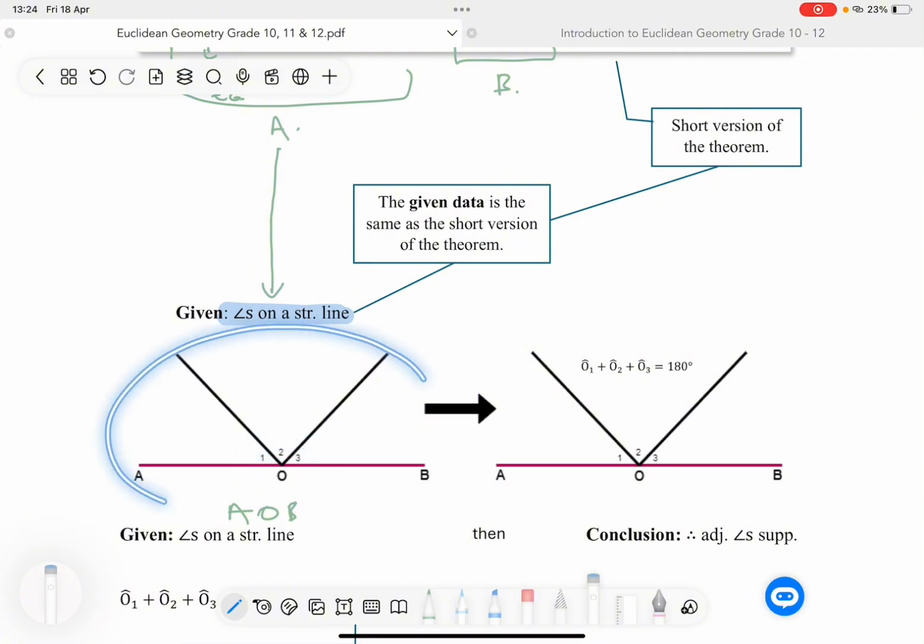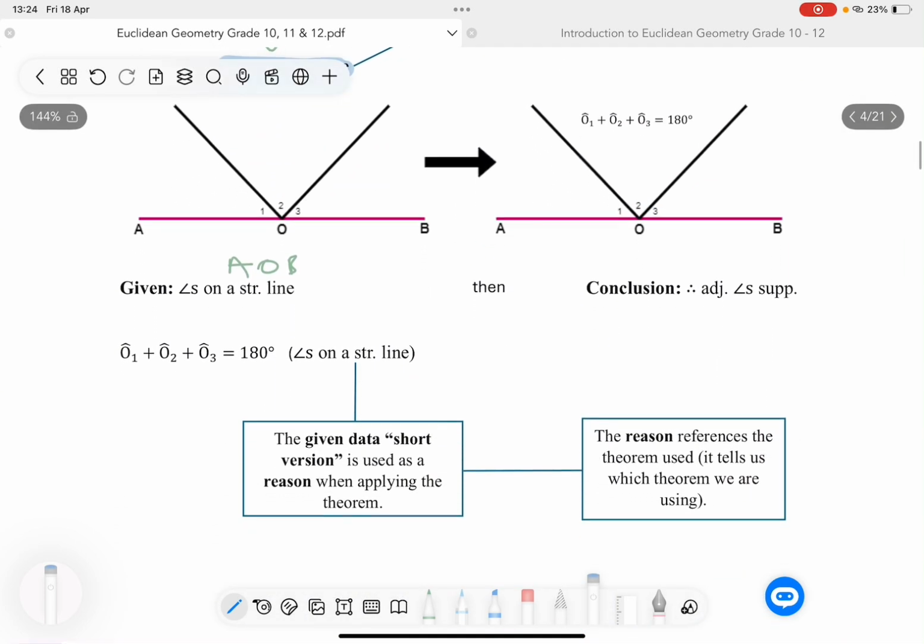If we have that as our starting point, if this is what we are given, or what we take as the hypothesis, then we can conclude that angle O1 plus angle O2 plus angle O3 give us 180 degrees. That is to say they are supplementary. That's the conclusion we can make. So the adjacent angles are supplementary. This is how you would see it on a diagram.